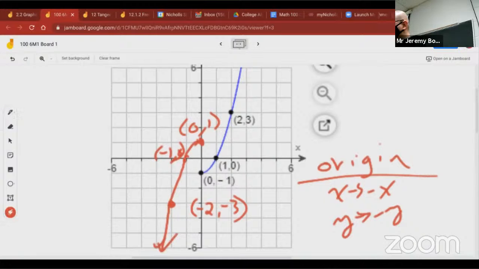Notice how the quadrants match up, the diagonal. This matches this, this matches this little curve right here, matches that little curve right here, this matches that right there.